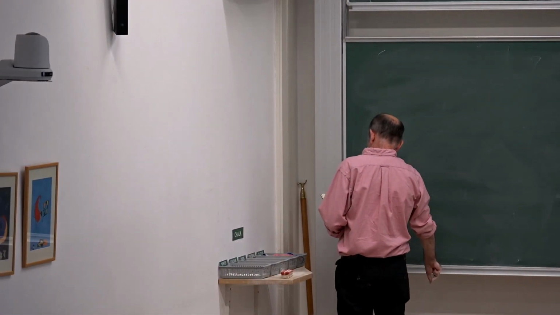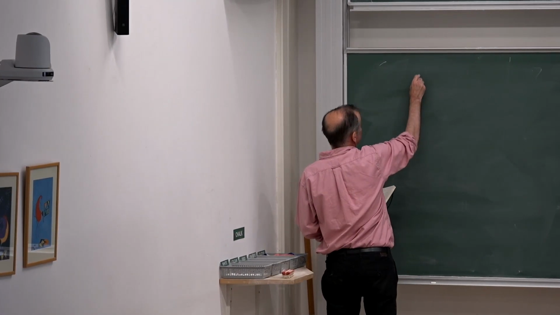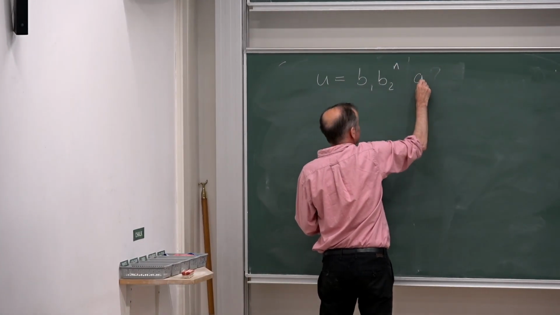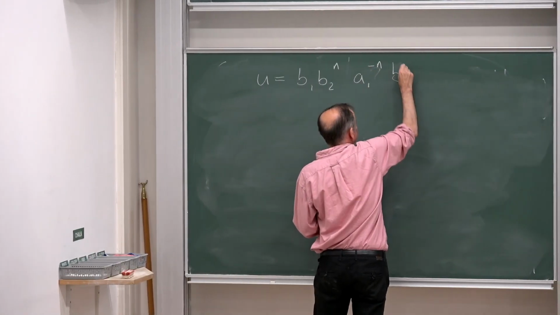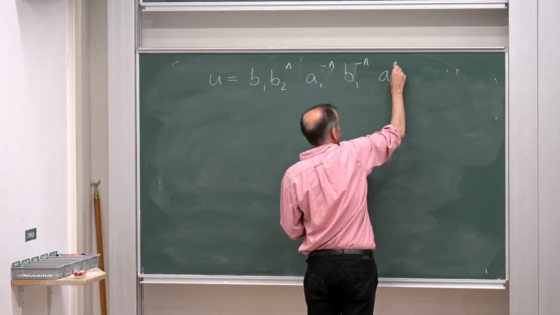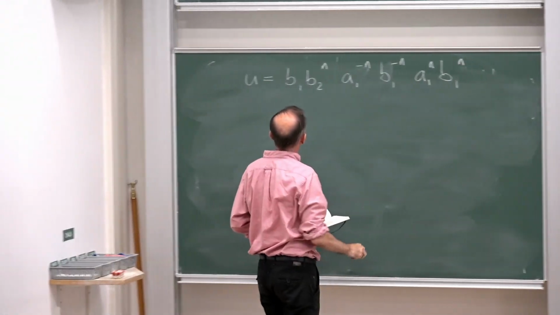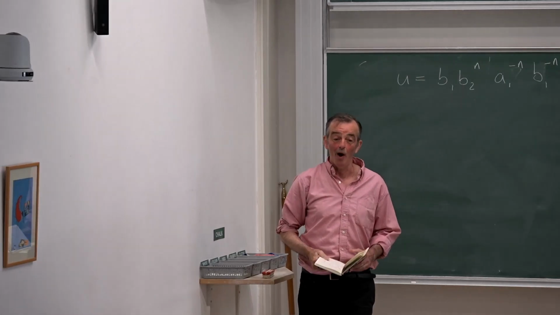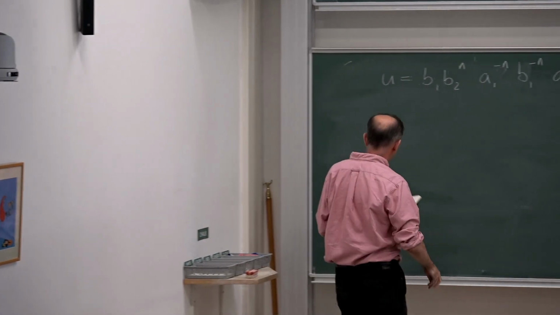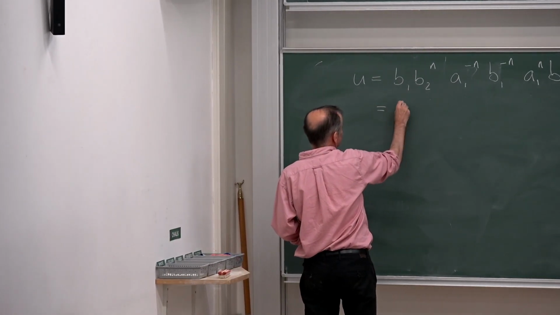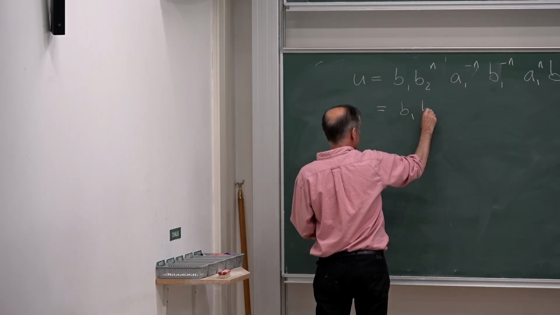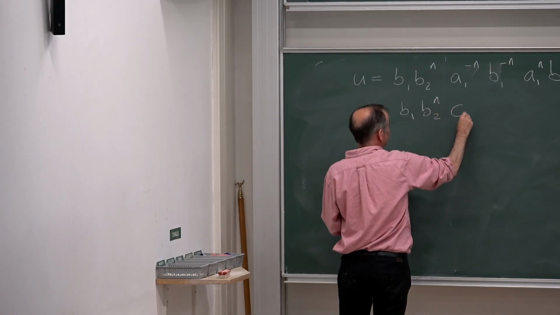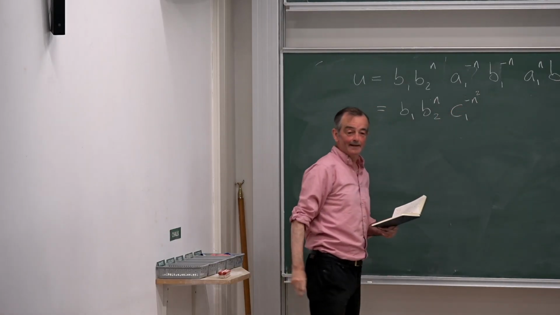And let me tell you words that are hard to conjugate in that group. So let U be B1, B2 to the n, A1 to the minus n, B1 to the minus n, A1 to the n, B1 to the n. Now I've written it out like that, so you can see 1, 2, 3, 4, 5. That's got length 5n plus 1. So it's linear in n. Okay, but a more concise way of writing that, if you pinch it into normal form, is B1, B2 to the n, C1 to the minus n squared.